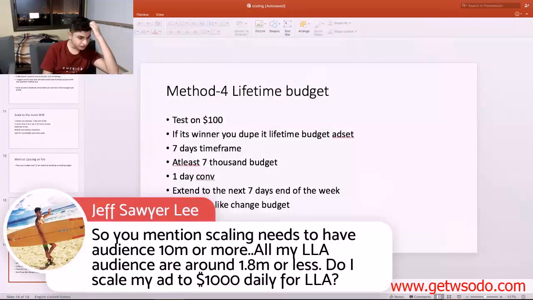So you mentioned scaling needs to have audience 10 million or more. All my lookalike audiences are around 1.8 million or less. Do I scale my ad to 1,000 daily for lookalikes? For lookalikes, you can either from the whole beginning just test bigger audiences and wait until making lookalikes. This way, you'll have bigger lookalikes. Or you can have your lookalikes together, rather than have them all separate. You can have them all together, like 1 to 5 and 5 to 10, you will get a good size. That's a good way.